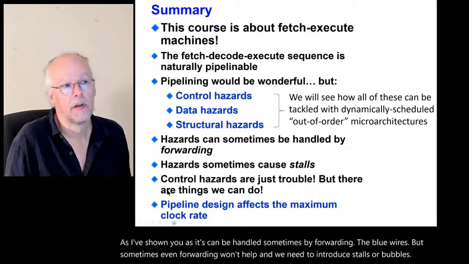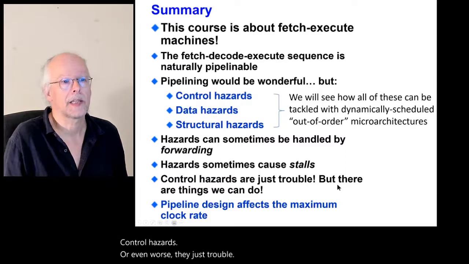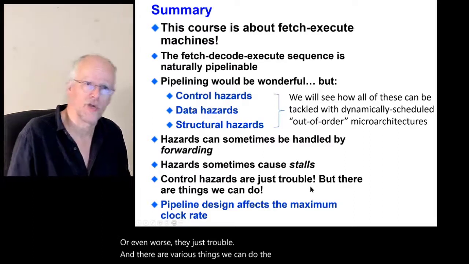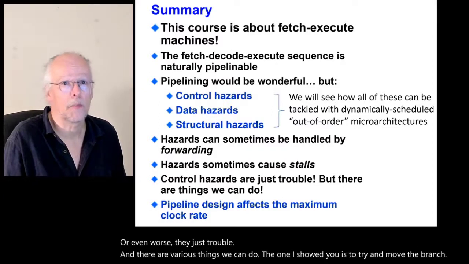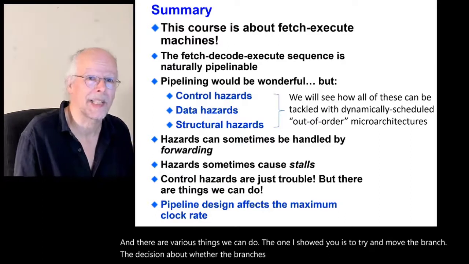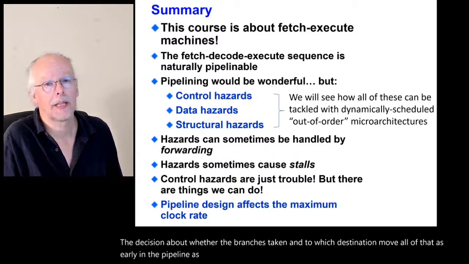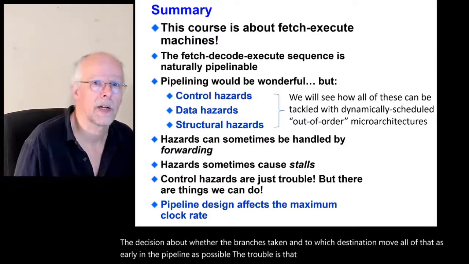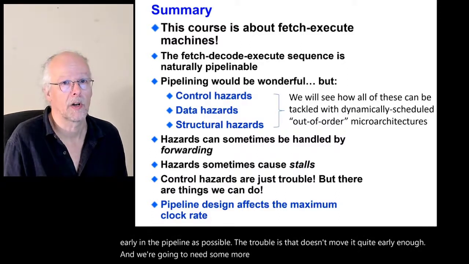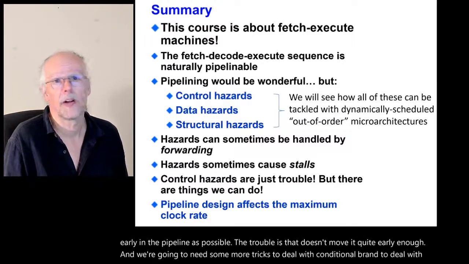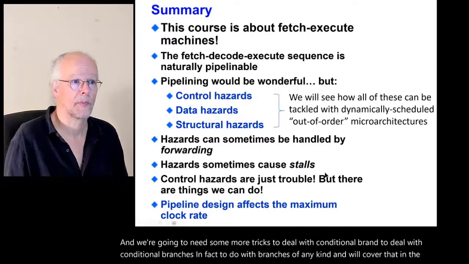Control hazards are even worse. They're just trouble. And there are various things we can do. The one I showed you is to try and move the decision about whether the branch is taken and to which destination, move all of that as early in the pipeline as possible. The trouble is that that doesn't move it quite early enough. And we're going to need some more tricks to deal with conditional branches. In fact, to deal with branches of any kind. And we'll cover that in a later chapter in the course.